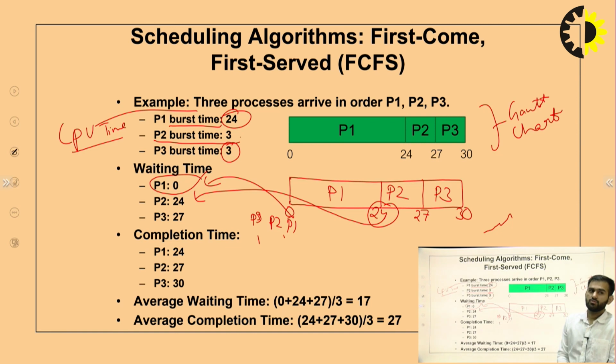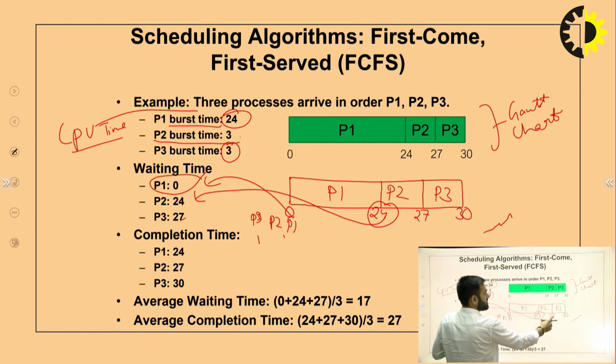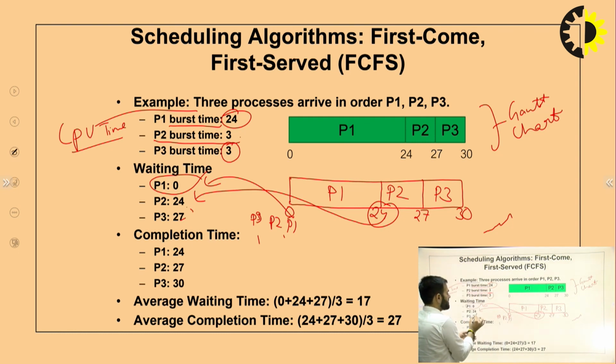Right? Now see the waiting time for P3. P3 is also arriving at 0 only, but getting the CPU at 27. So it waited till the 27th millisecond or second, whatever it is. So the waiting time of P3 is 27.